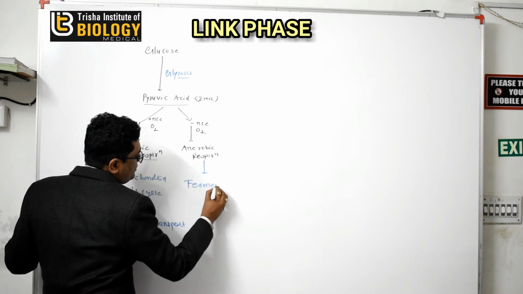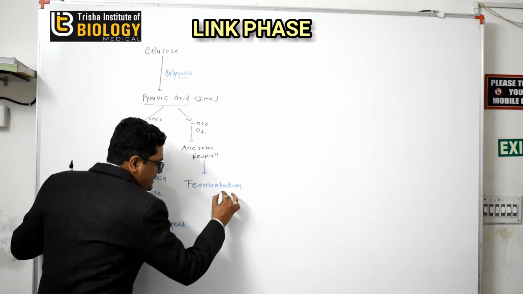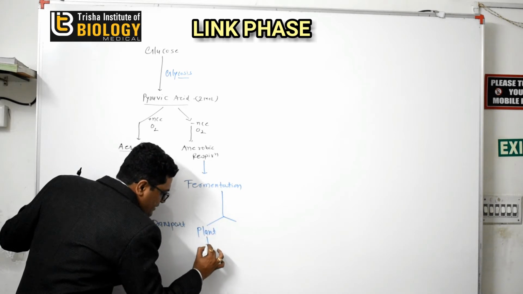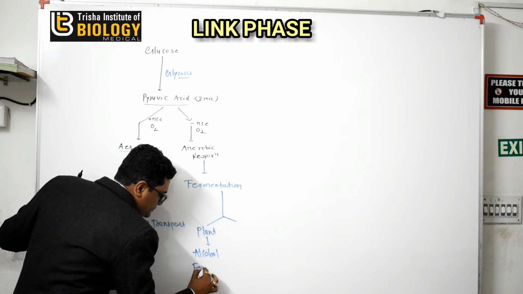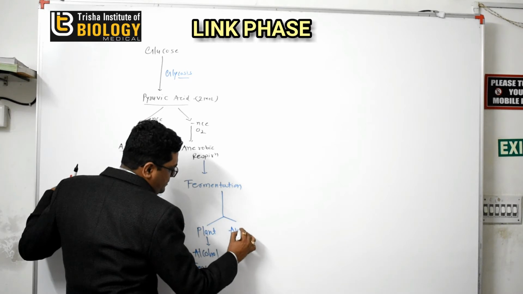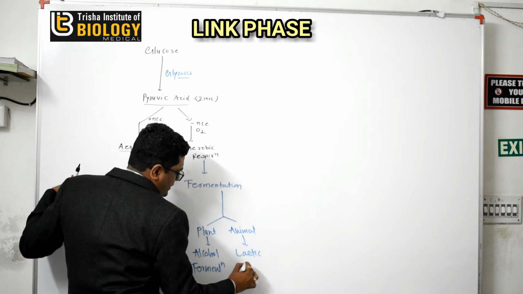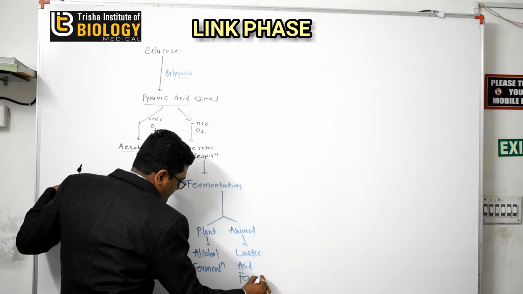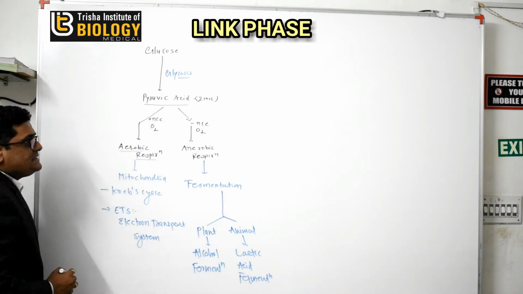And if it undergoes anaerobic respiration, meaning oxygen is not available, it is known as fermentation. If the fermentation takes place in the plant, then it is known as alcohol fermentation, and if it takes place in animals, then it is known as lactic acid fermentation, right?